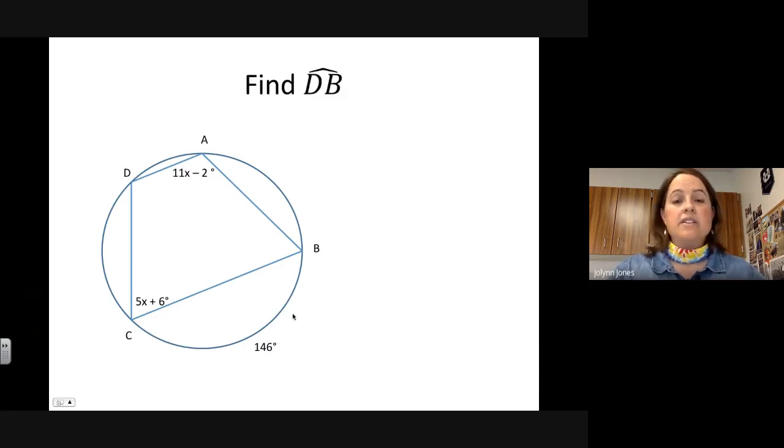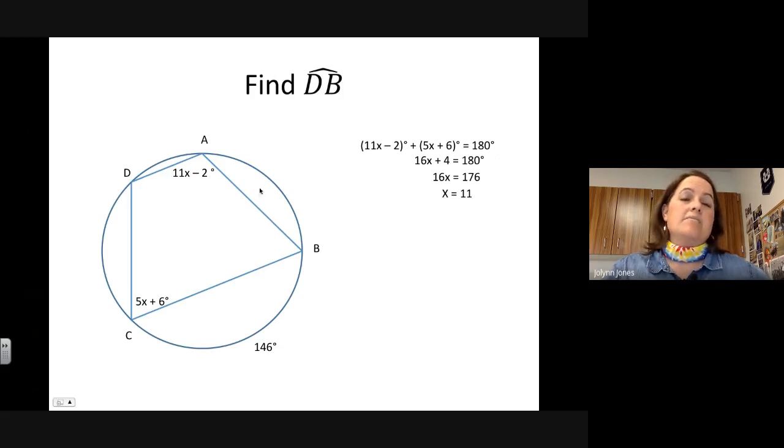All right, so on this one, we've got variables involved. Angle A is 11x minus 2, and we've got 5x plus 6 for angle C. These are opposite angles, so we know that they should add up to equal 180 degrees. So I'm going to set those added up to equal 180 degrees. Then I combine my like terms, and I solve for x, and I can figure out x is 11. Now that I know that x is 11, I'm going to substitute that back in and figure out what each of those angles are.